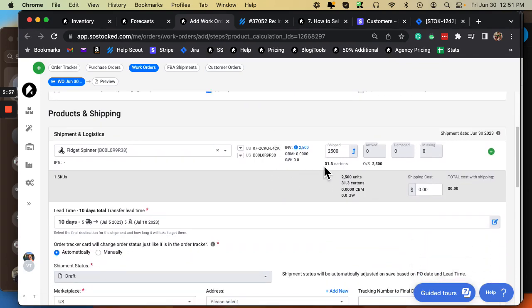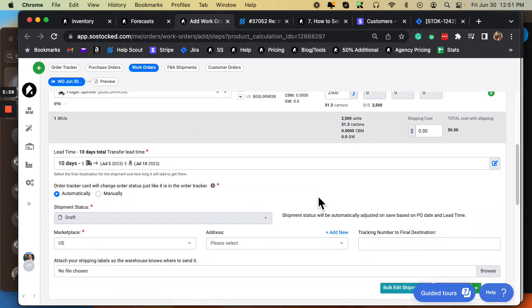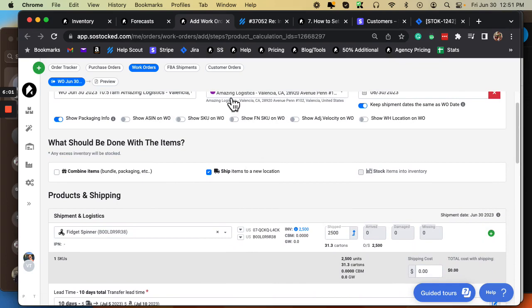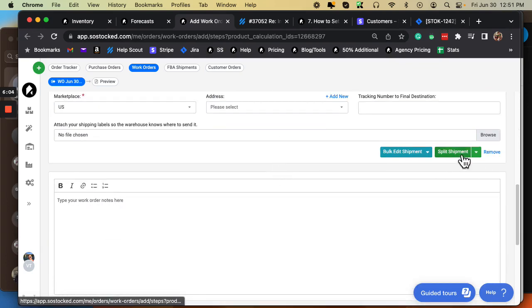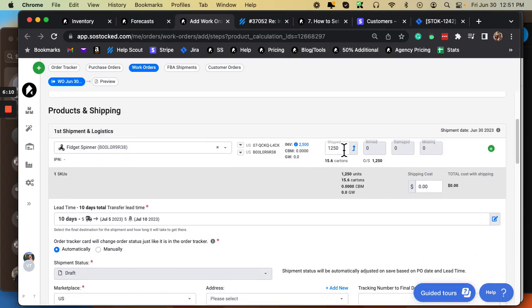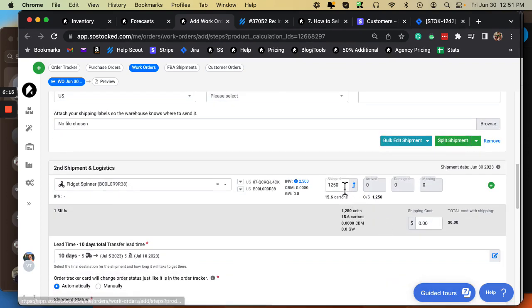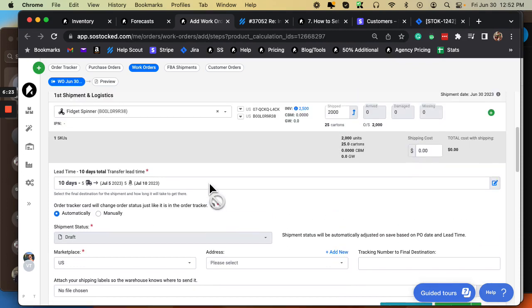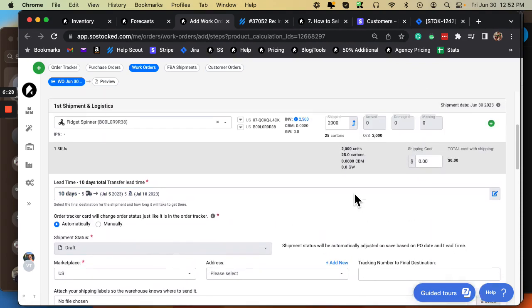In this case, I would go into the work order where I'm transferring inventory, and I would go ahead and split the shipment. I have options. I would probably split it in half, and then decide how much I really want to send. Maybe I want to send 2,000 to the US and the other 500 to Canada, but that's up to you. Since there's not enough to send to both, and we need way more than 2,500 units in the US, the system is not going to be able to make that decision for you.